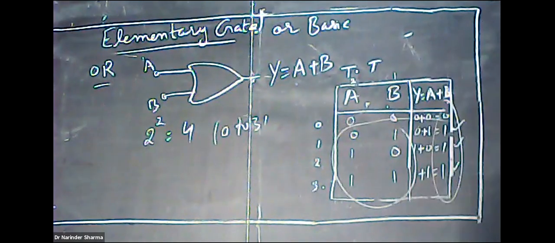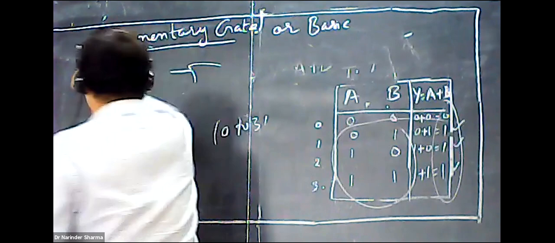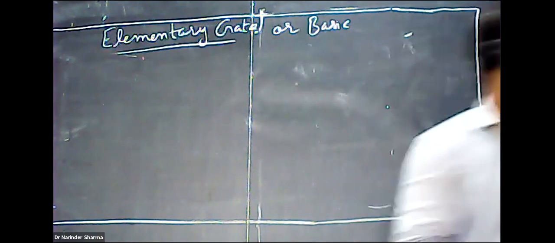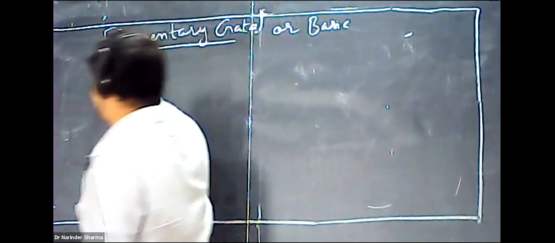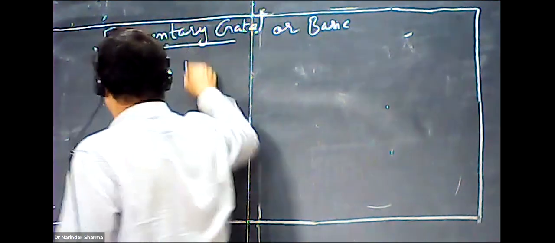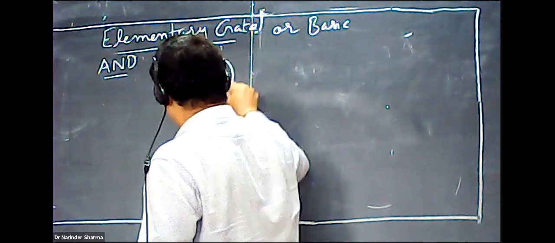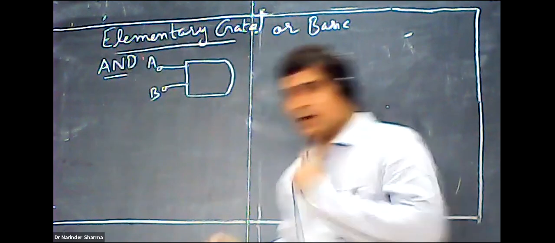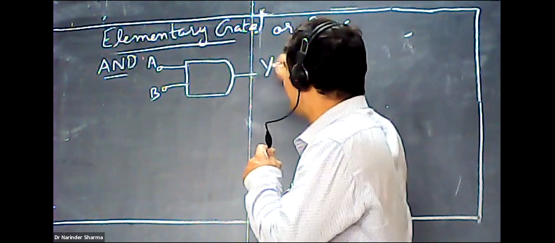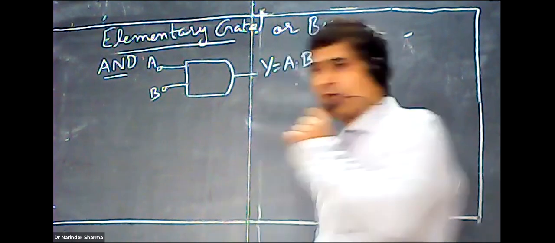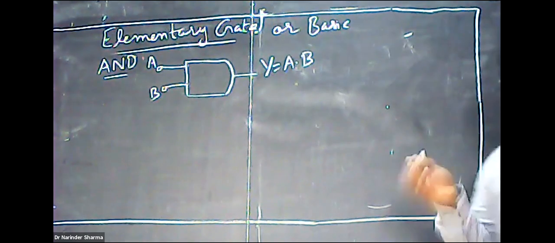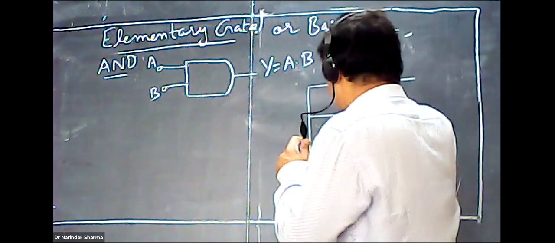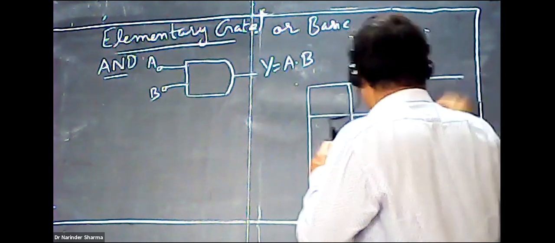Now we will proceed to the AND gate. This is the symbol of the AND gate. Two input AND gate, A and B are the inputs. Output Y is equal to A into B. Similar process: if we have to design the truth table identical to the OR gate, there would be variation in the output only.